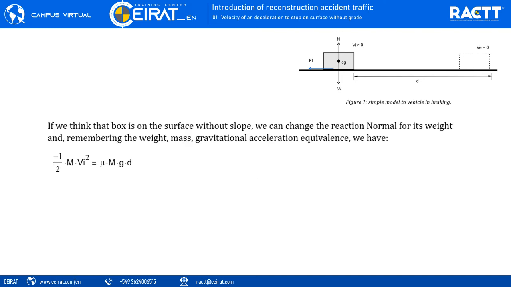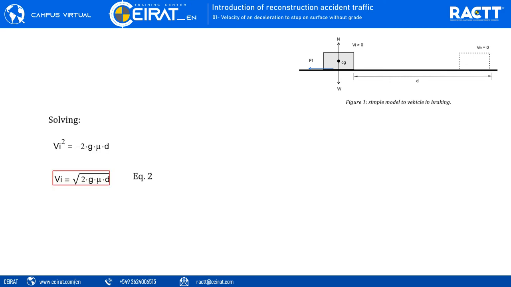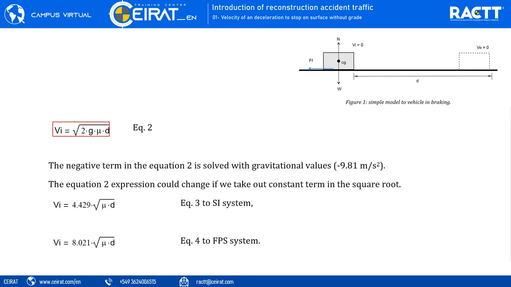if we think that the box is on a surface without slope, we can change the normal reaction for its weight and, remembering the weight, mass, gravitational acceleration equivalence, we have, solving. The negative term in the equation 2 is solved with gravitational values, minus 9.81 meters over seconds squared.